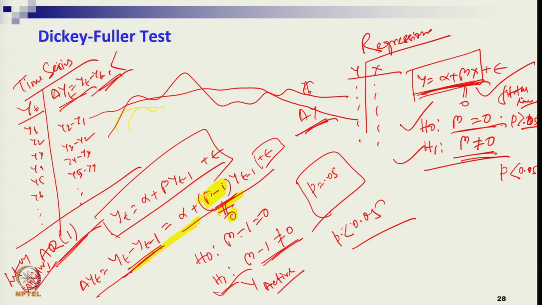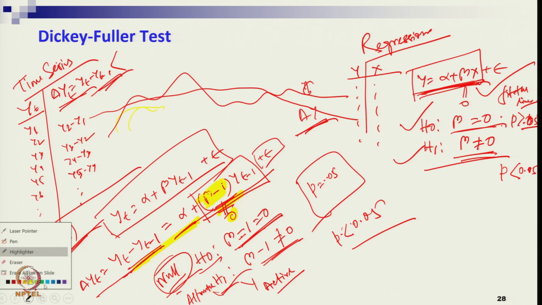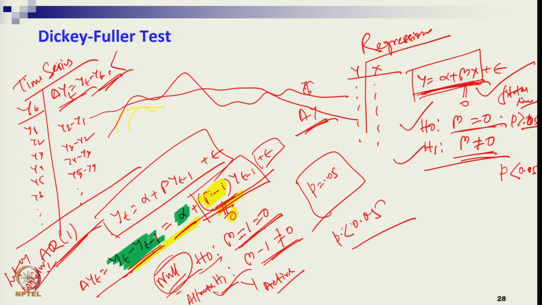But in case your test is insignificant and you found beta minus 1 equals to 0, that means the null is active, not the alternative. Suppose the null hypothesis is active, then beta minus 1 equals to 0. If beta minus 1 equals to 0, what happens? This part becomes 0, right? So your differencing becomes constant. If the differencing becomes constant, what does it mean? The data to some extent becomes stationary because this becomes constant, right?